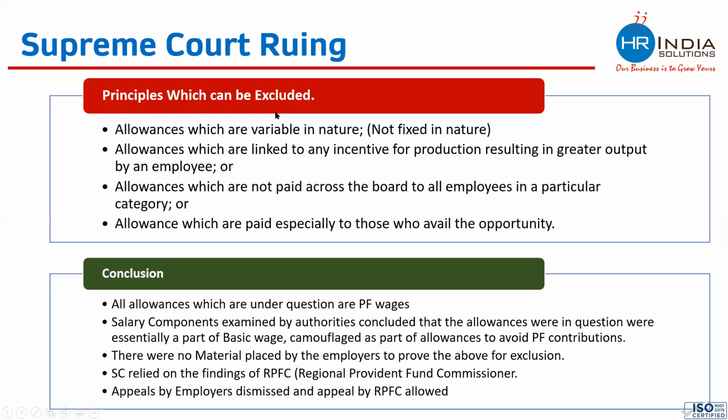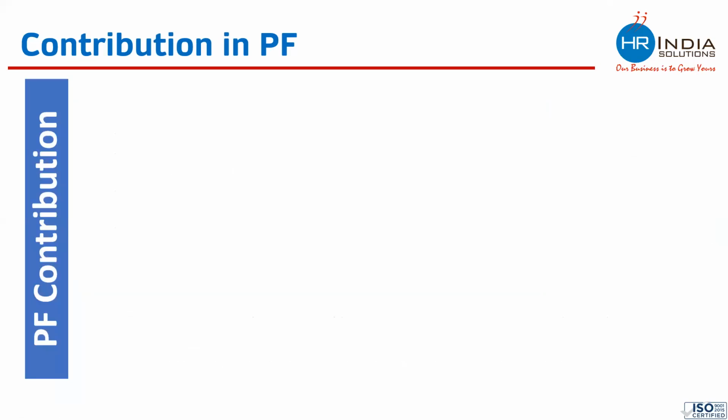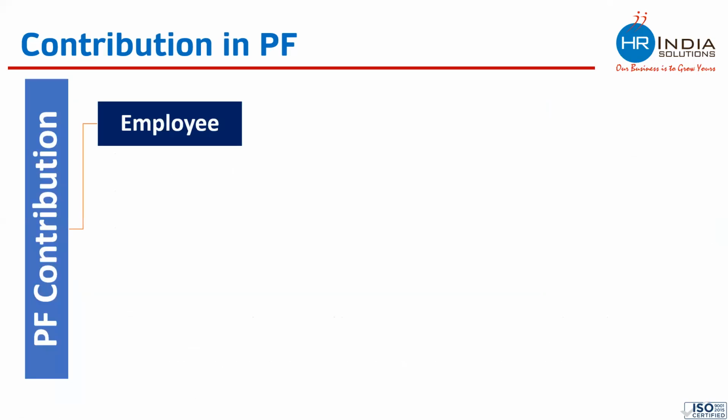Now we have discussed the PF wage. PF wage means the salary on which we need to calculate the PF. Now let's discuss the PF contribution, meaning the rate. What is the criteria of PF contribution? At what rate do we need to contribute PF on the PF wage? That is called the contribution in the PF. PF contribution is done by the employer and employee both, right?